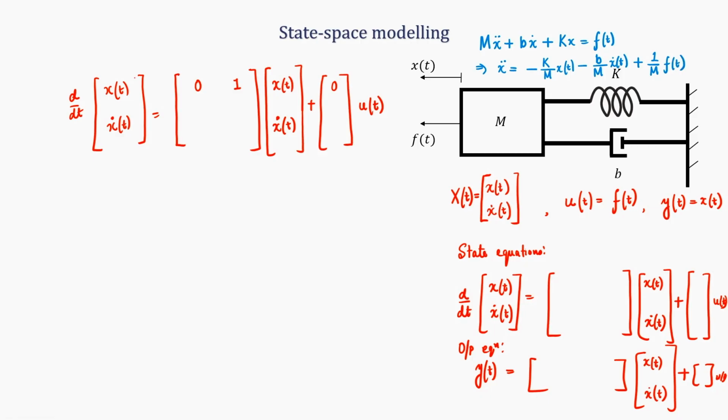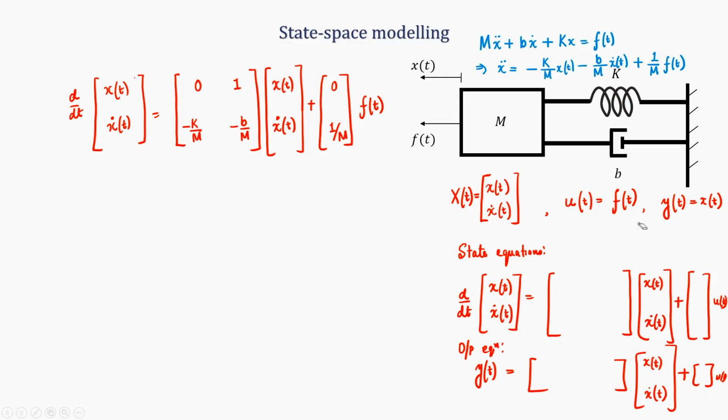Once I know this, I can directly write down this equation. What is d/dt of x dot, which is x double dot? X double dot equals minus k by m x(t), plus minus b by m x dot, plus the input term, 1 by m. And what is this u? U is f(t), because our input was f(t). So, this is my state equation.